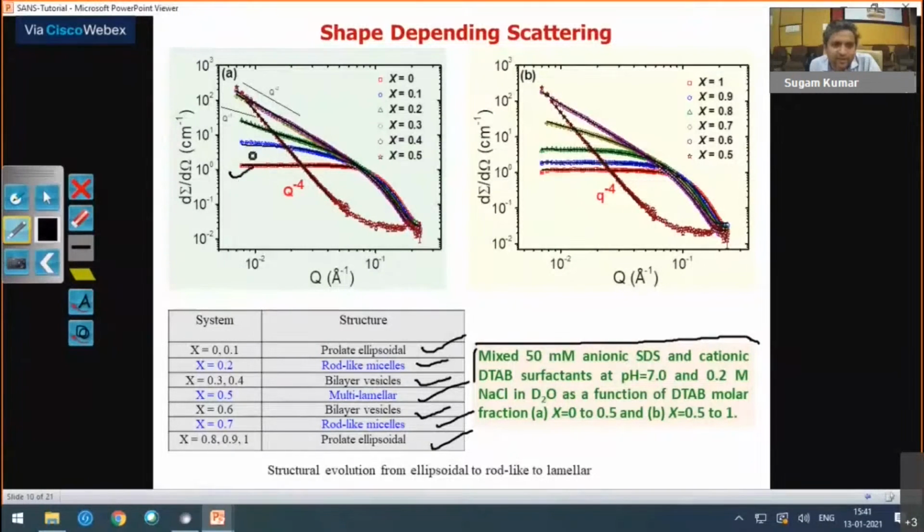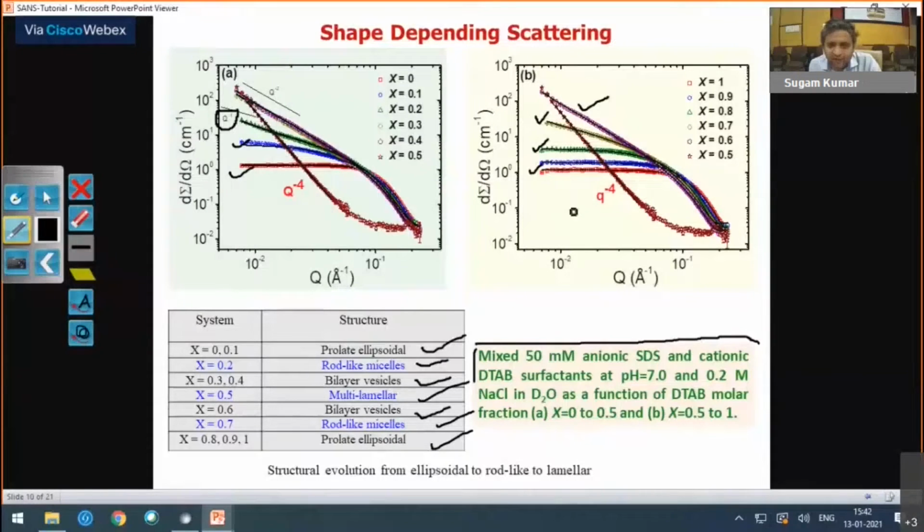Here it is prolate ellipsoidal. This is rod. It is giving a q to the power -1 slope. Here you can see. And then this is q to the power -2 slope, which is the indication of the bilayer formation. And then q to the power -4 slope, which is the indication of multilamellar formation. However, we do not see any peak here. Why, we can discuss that. And then the other way around here also, that this is -2, -1, then not. And finally, prolate ellipsoid.